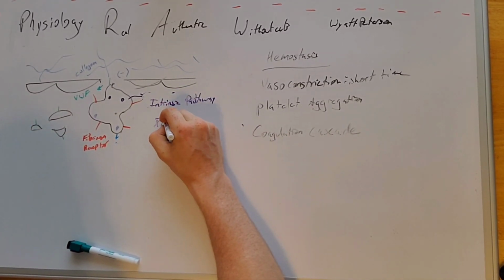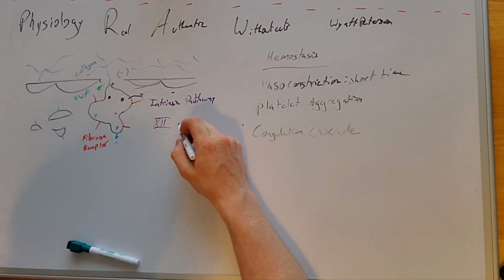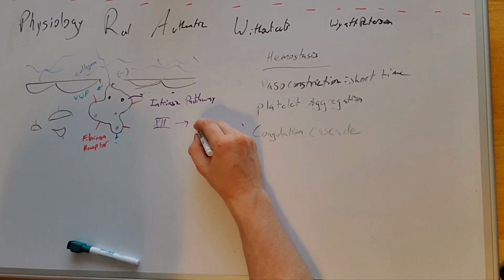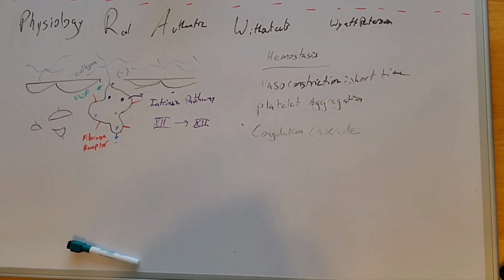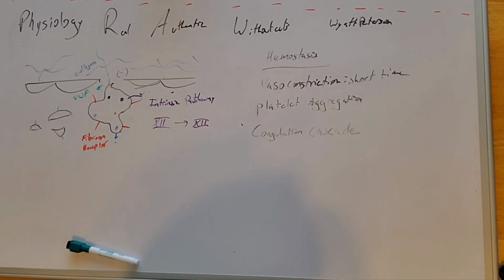And so that starts out with factor 12, which turns into activated factor 12. This is a plasma protein that is from the liver. And when it comes into contact with these negative charges right here, it will become activated. That's just one of the first steps to start going.